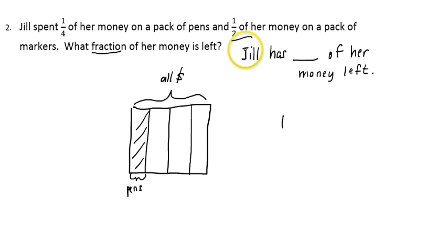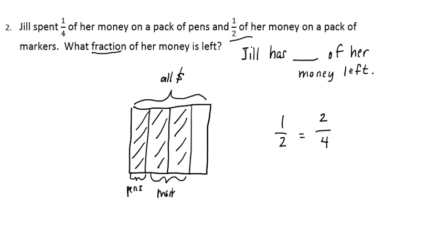If I think of 1/2, I'm going to show that in 4ths. I know that 1/2 is the same as 2/4. So I'm going to shade in 2/4 to represent what she spent on the markers. The remaining portion then is what Jill has left. So each of these is 4ths, so she has 1/4 of her money left.